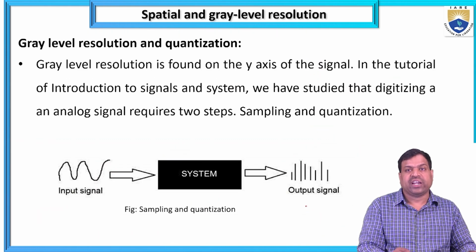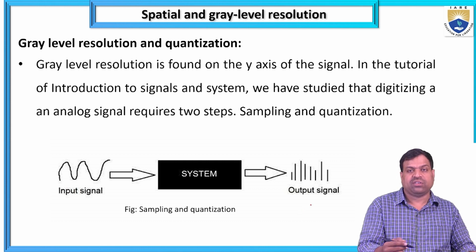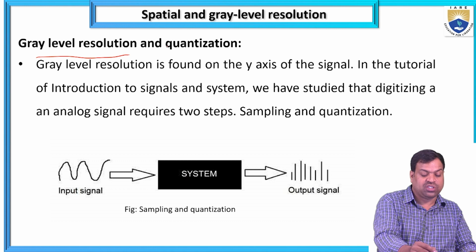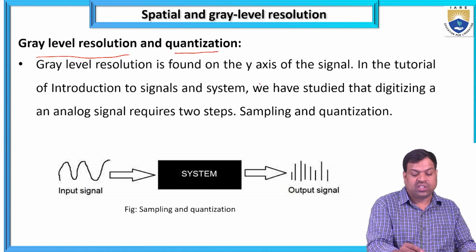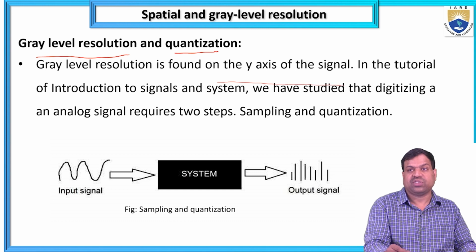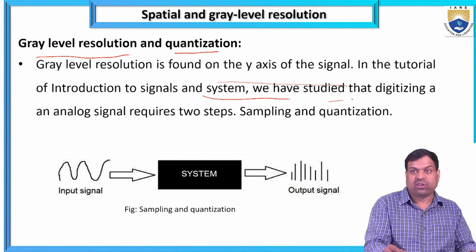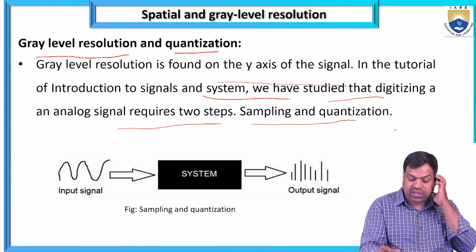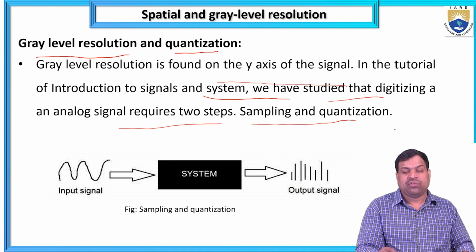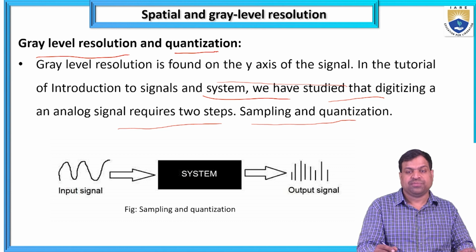And another one: gray level resolution and quantization. What is the need of gray level? Already we know the gray level resolution, but what is the relation to quantization? Gray level resolution is found on the y-axis of the signal. We have to study the digitization of the analog signal, which requires two steps, sampling and quantization. What is the use of sampling and quantization?